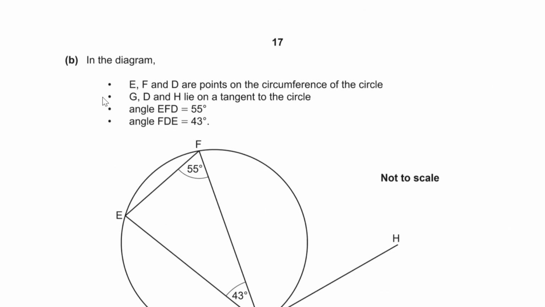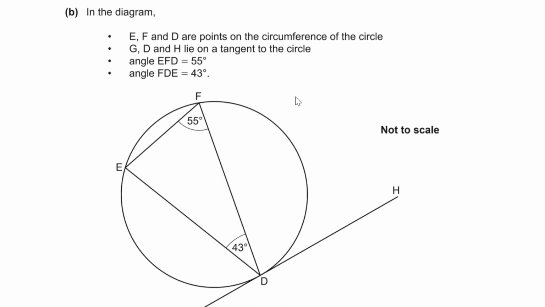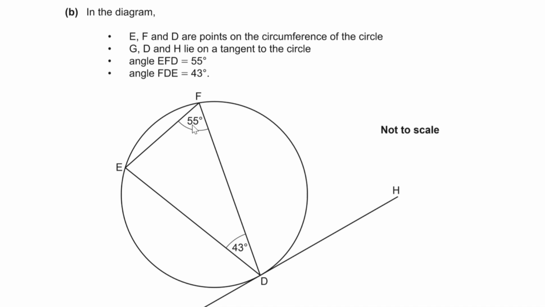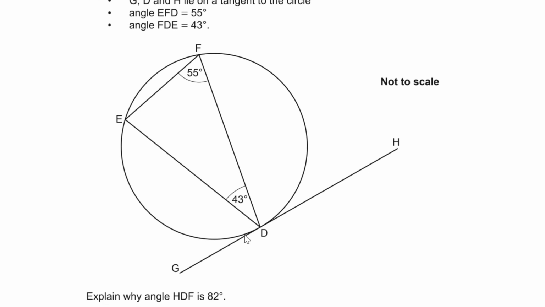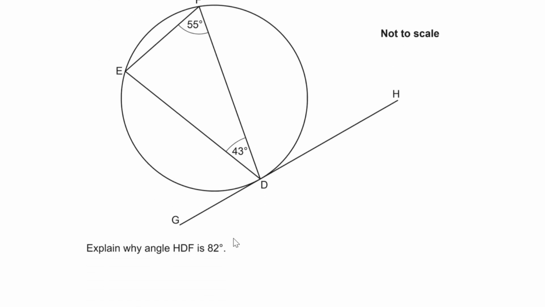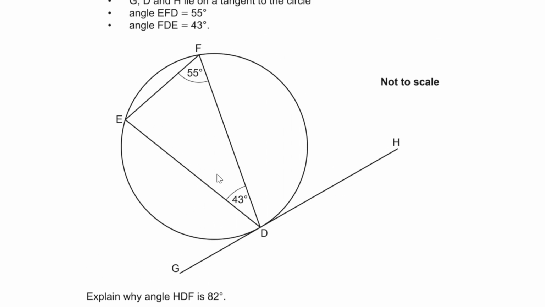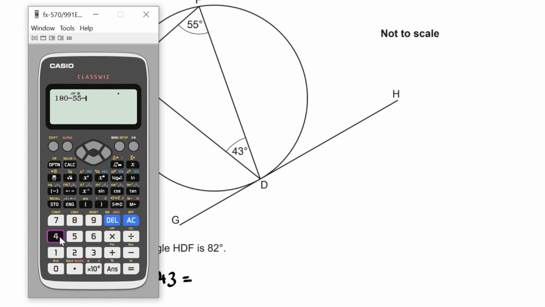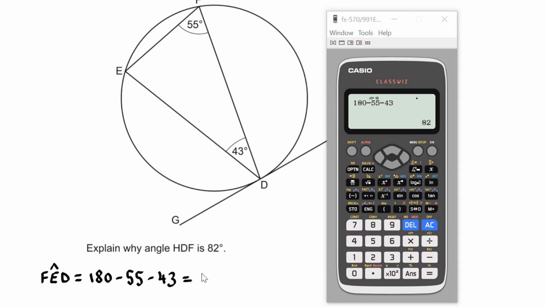Now for part B, E, F and D are points on the circumference of a circle. We've got a straight line GDH. We've got this angle EFD equaling 55 and FDE equaling 43. We have to explain why the angle HDF is 82. Well, what we'll do is find out what the angle FED is. So FED is equal to 180 take away 55 take away 43, which is 82. So we've got 82 degrees for this angle over here.